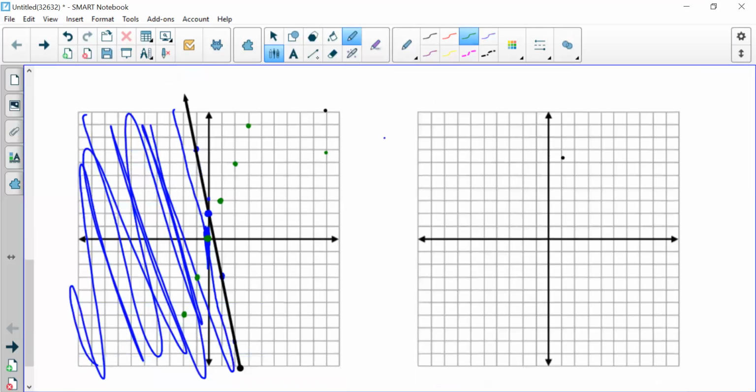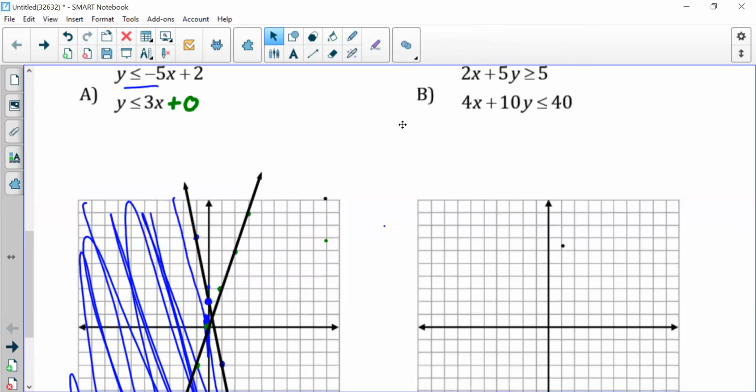All right, now I'm going to grab my handy dandy line tool again, and I'm going to draw my line. Make sure that I'm all lined up here. There we go. All right, now we're going to do our shading.